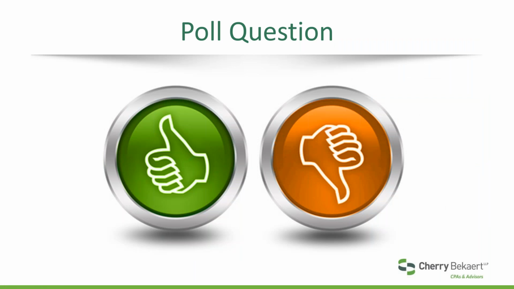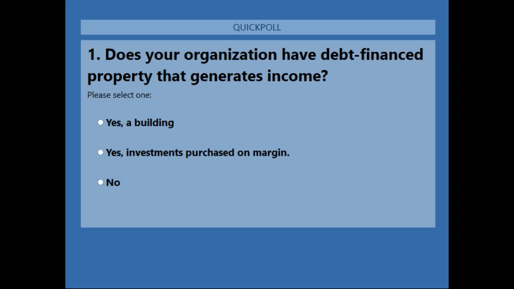Okay, so we have come to our first poll question, which is I would like to find out a little bit more about you and want to know how much this debt finance property discussion might be relevant to you. So does your organization have debt finance property that generates income? So first option is yes, a building. Second option is yes, investments purchased on margin. And last option is no.